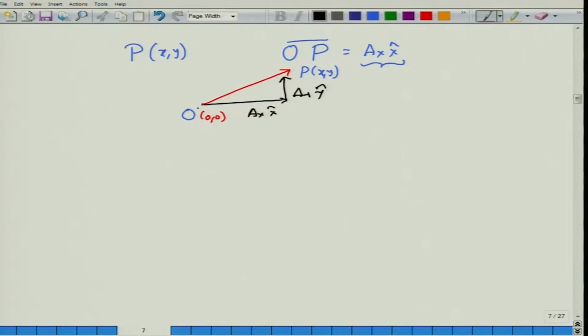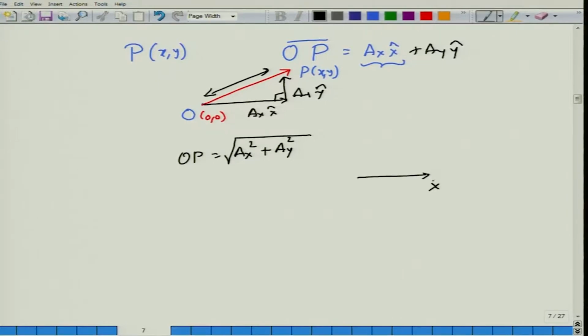What would be the length of this vector OP, or the magnitude of the vector OP? The length of vector OP is very simple, and it can be related to this ax and ay. How so? Pythagoras theorem tells me that if I take this right angle triangle, then this distance is equal to ax square plus ay square. Alternatively, the length OP of this vector is given by the square root of ax square plus ay square. Finally, notice one thing. We had a vector along the x axis which could be any vector, but for now consider the unit vector x, and then you had one more vector along the y direction which was the unit vector y.